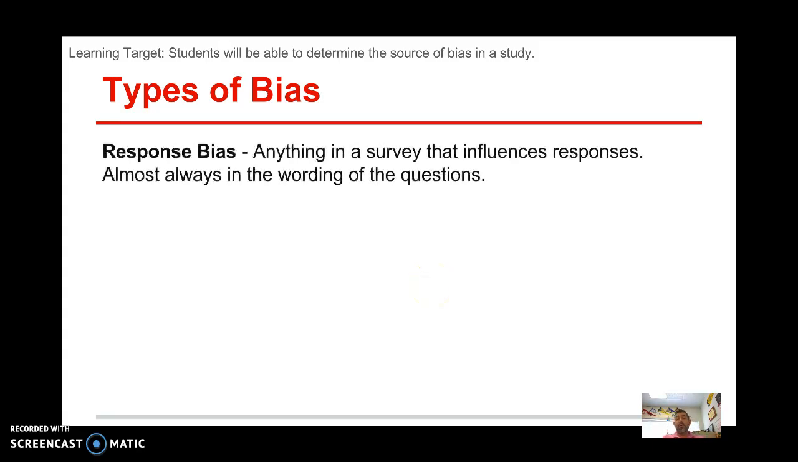The first type of bias I want to talk about is response bias. Now, response bias is when there's actual bias in the wording of the question that influences a response either way, either yes or no or whatever you want.